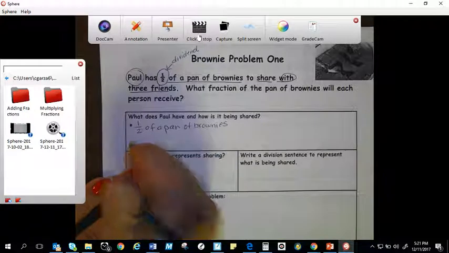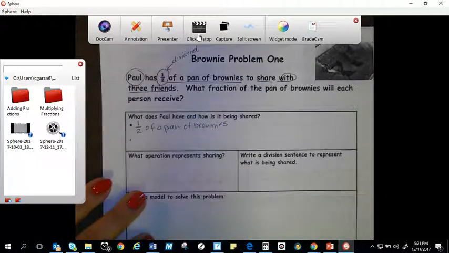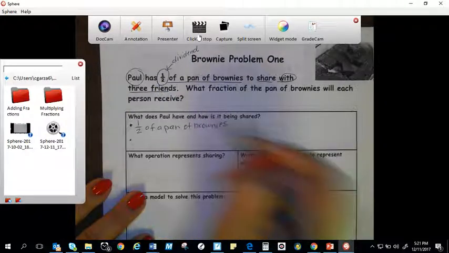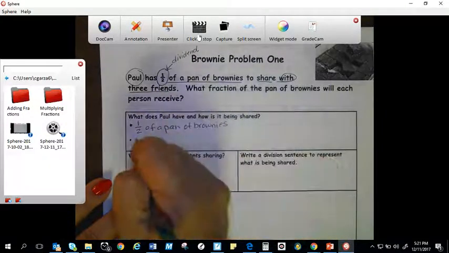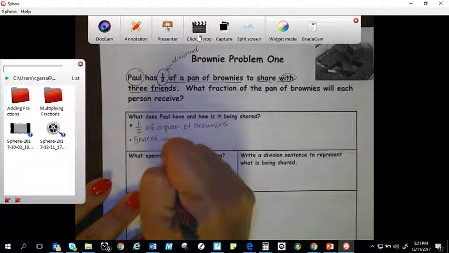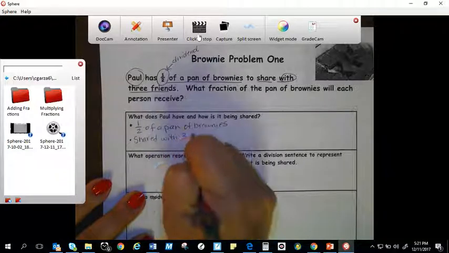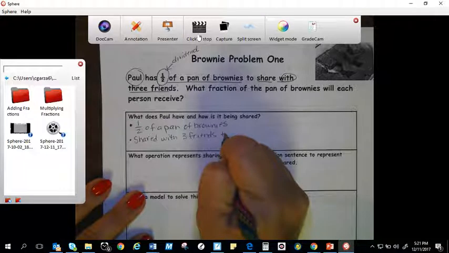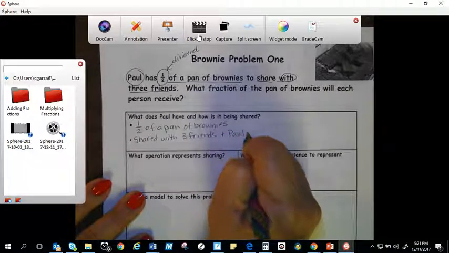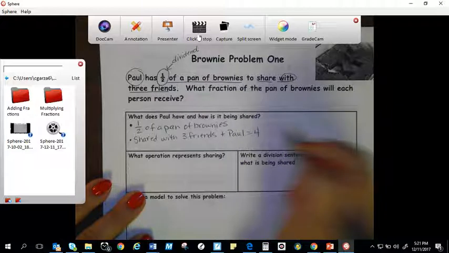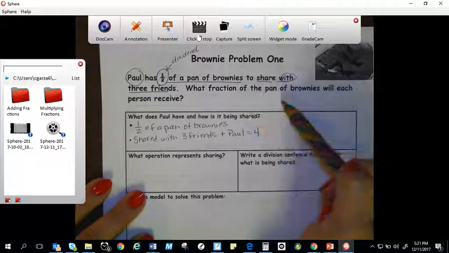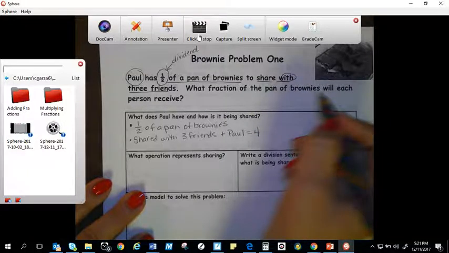Now he's going to end up dividing it out because he wants to divvy them up with 3 friends plus Paul. So how's it being shared? Shared with 3 friends plus Paul, which gives us a total of 4 total people, right? Okay, and now the question asks, what fraction of the pan of brownies will each person receive?